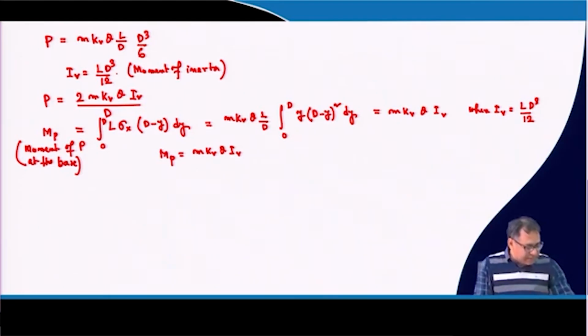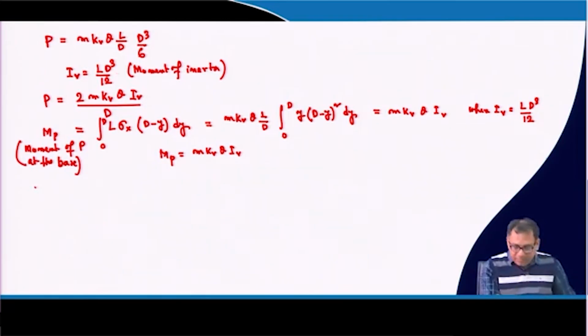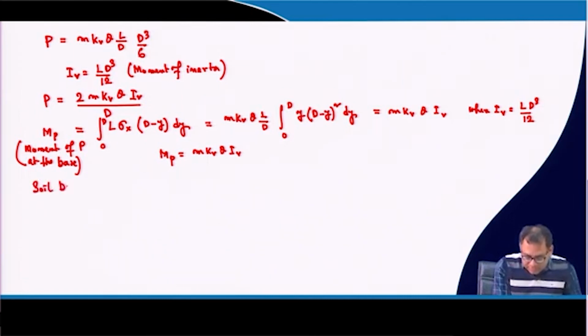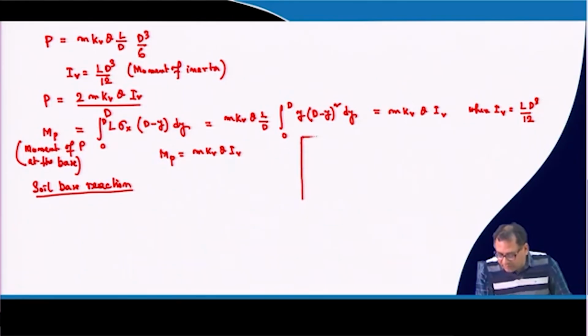Next one is the soil reaction. This was the soil side reaction, and now the soil base reaction. To do that, let me draw this figure: this is the base of the well, or the cross section of the well, where this is the B and this is the L.